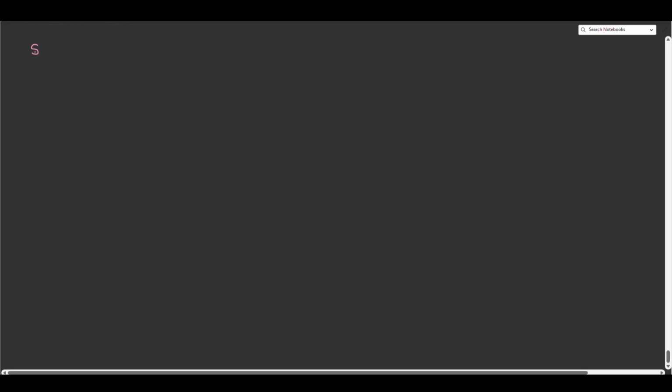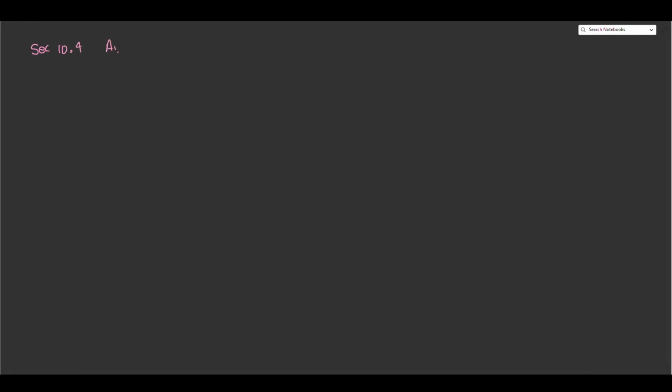Okay, today we are going to talk about area under a polar curve. So this is section 10.4 and our topic is the following. We want to find the area under a polar curve.